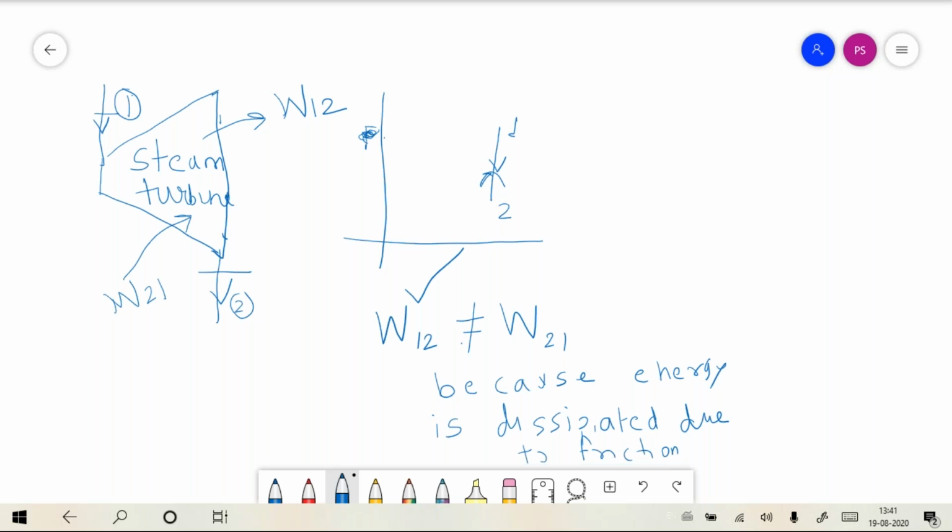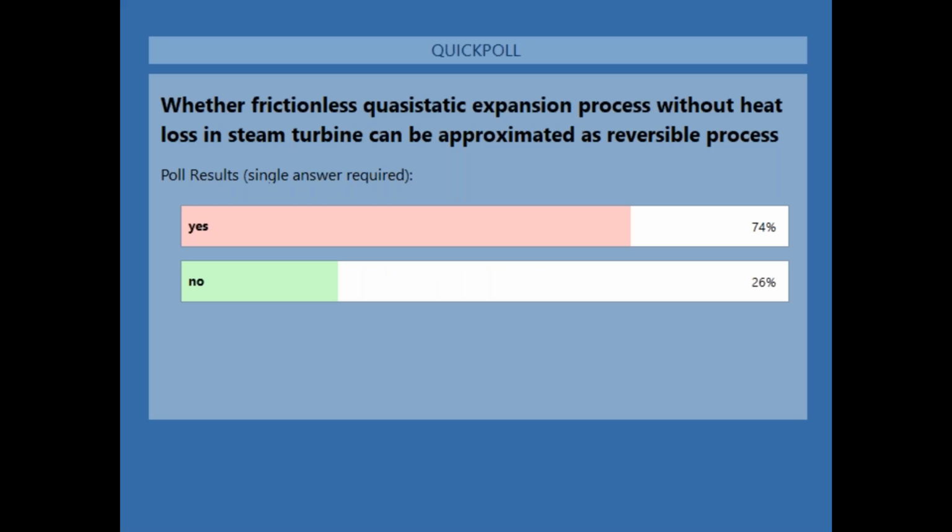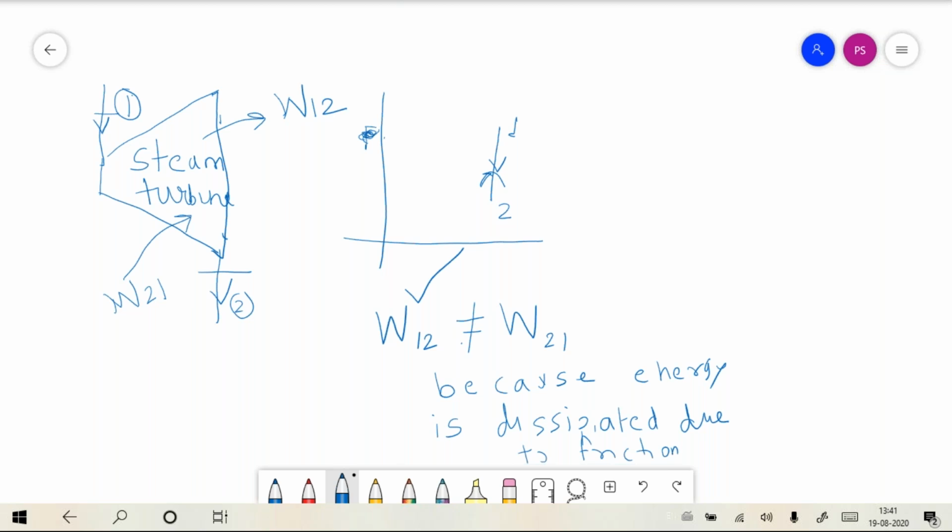So the answer, let me share the result. The answer is yes, it is a reversible process. When you are talking about expansion in a steam turbine which is frictionless and quasi-static, then it has to be a reversible process. Okay, let me move on to the next concept.